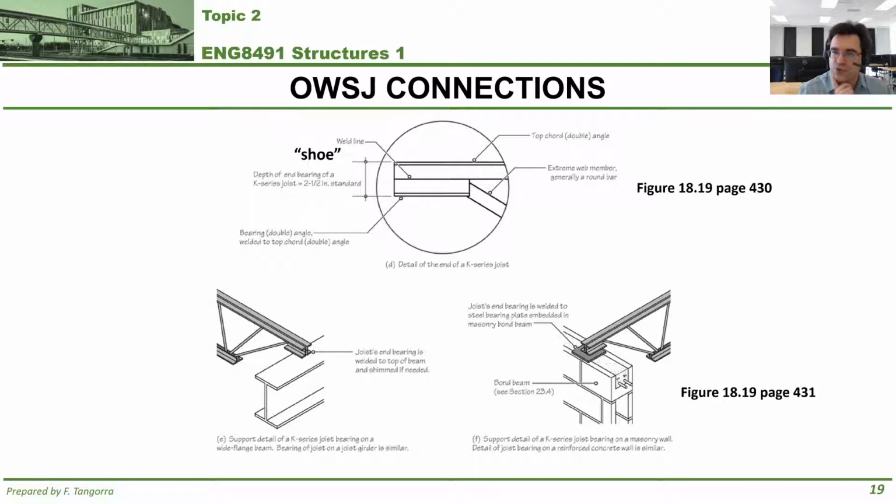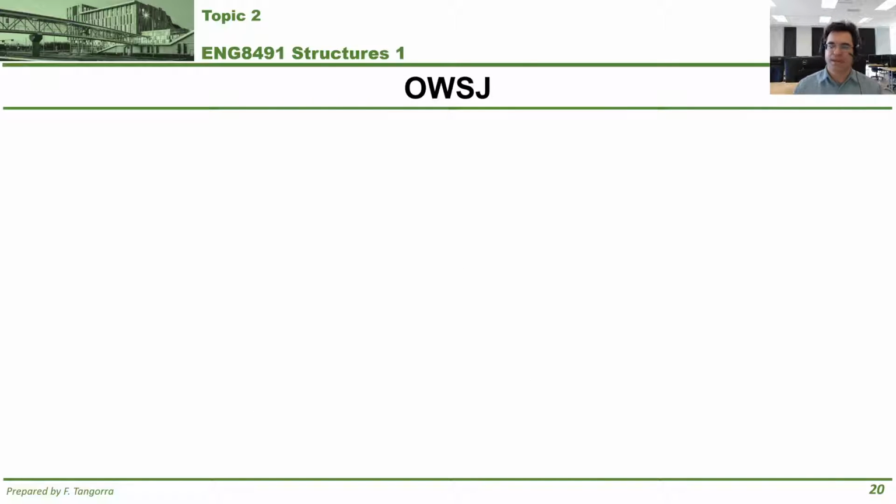Another item in open web steel joists that I'd like to remind you of is known as the shoe. This is the portion of the top chord of an open web steel joist that sits or bears on another element. Okay? At the bottom of your screen, you can see 2 examples where an open web steel joist sits on the left on an I-beam, a steel beam, with its shoe. On the right, it sits on a plate, which then sits on a load-bearing bond beam in a CMU wall, concrete block wall, or reinforced concrete block wall. I'm making you aware of this so that you can see the difference.